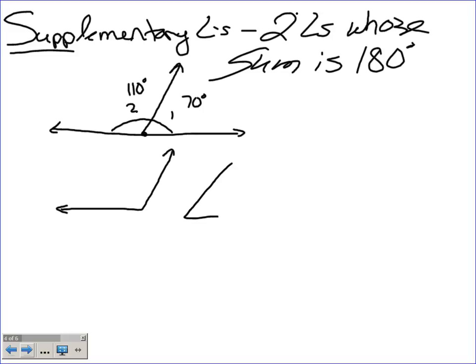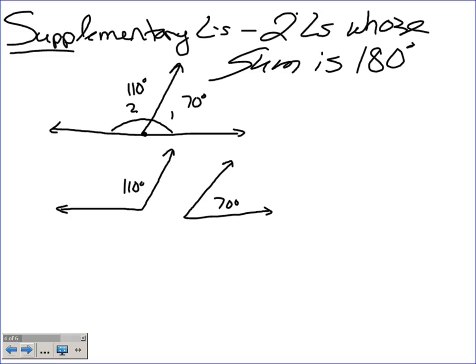Yes. Could these, if these were also 70 and 110, are these also supplementary? Yeah. So they can be touching each other like this, or they can be kind of away from each other, and I could honestly take this guy, pick him up, move him anywhere. If it's 110 and 70, they can be in any orientation, turned upside down, wherever they're at. Still supplementary angles. Does that make sense?